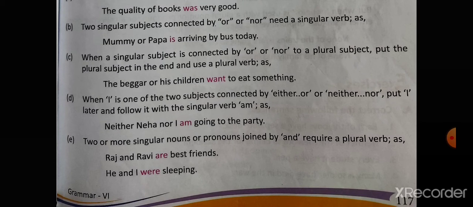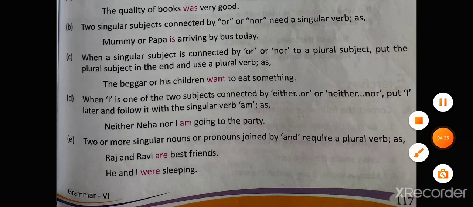"Ravi and Raj are best friends," "He and I were sleeping." So here it is basic that they are acting like two different people. Ravi and Raj, they are two different people. He and I, two different people. So here we will use a plural verb. I hope that you have understood this much.